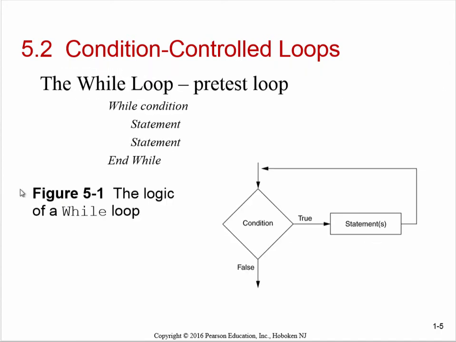Now, in terms of the flowcharts, which the book talks about, they will put a loop together like this. The condition is a diamond shape, and then the statements are rectangles. So it'll ask a question, and if it's true, it'll do something, and then come back up and ask the question again. This is a pretest loop because it asks the question first, then it does the thing, and comes back up.